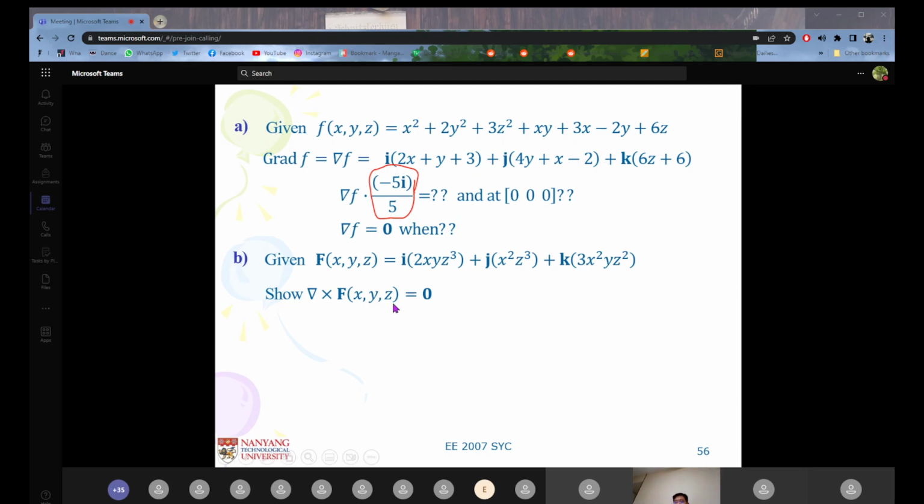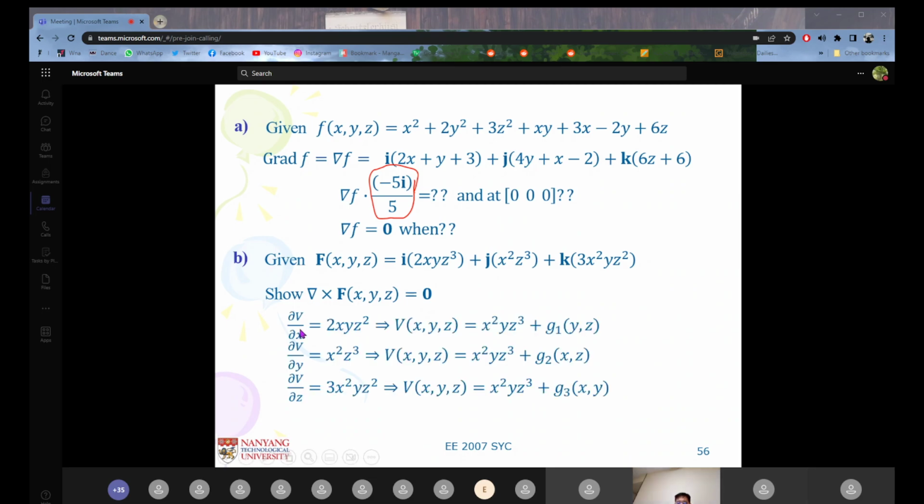Yeah. And of course, you can show that this is equal to 0. You just have to apply the cross product, the formula that I have mentioned many times. Okay. So now what I wanted to do is to recover the scalar field. I want to recover the scalar field V. The vector field is given, right?